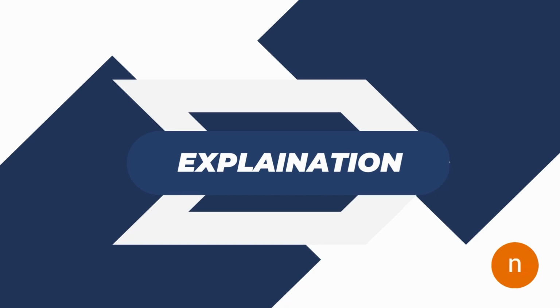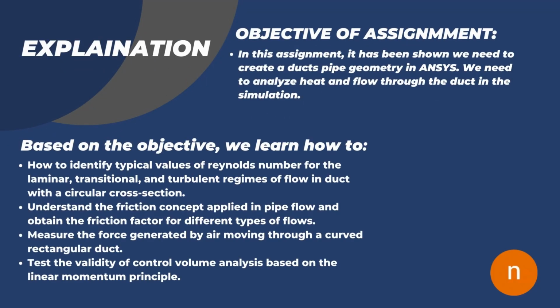So for the explanation part, the objective of this assignment is that we need to create a duct pipe geometry in ANSYS software. We need to analyze heat and flow through the duct in one simulation. Based on the objective, we learn how to identify typical values of Reynolds number for the laminar, transitional, and turbulent regimes of flow in ducts with a circular cross-section.